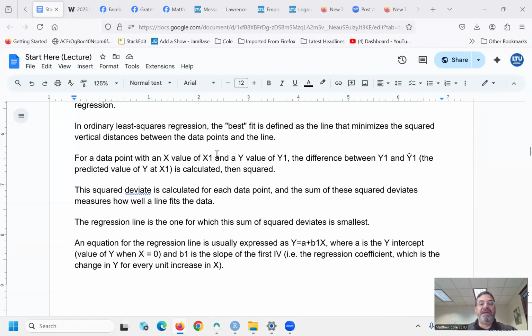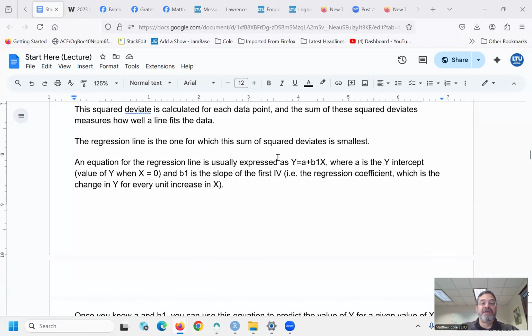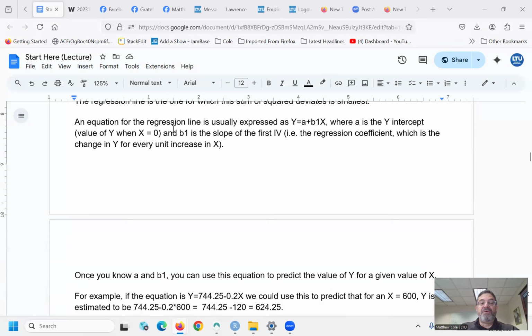For a data point with an x value of x1 and a y value of y1, the difference between y1 and what we call y hat 1, or the predicted value of y at x1, is calculated and then squared. And this squared deviate is calculated for each data point, and the sum of these squared deviates measures how well a line fits the data. The regression line is the one for which the sum of the squared deviates is smallest. An equation of the regression line is usually expressed as y equals a plus bx.